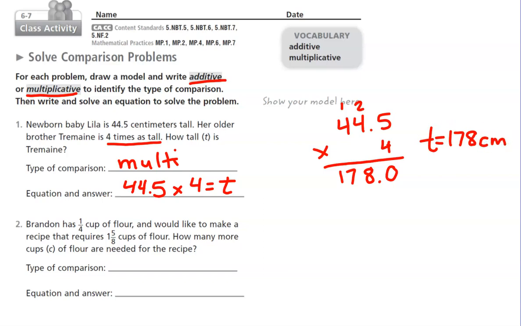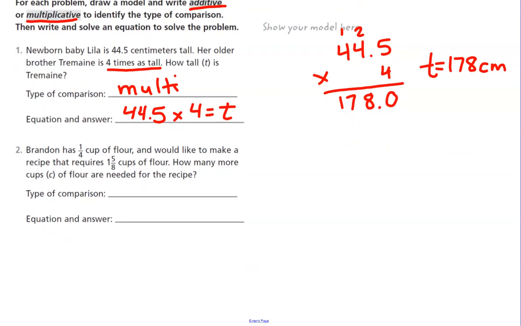All right, let's look at number 2. Brandon has 1/4 cup of flour, and he would like to make a recipe that requires 1 5/8 cups of flour. How many more cups of flour are needed for this recipe? Okay, well, more is kind of your hint on this one. This is going to be an addition problem, or what they're calling an additive comparison. I'm really tongue-tied today. I apologize.